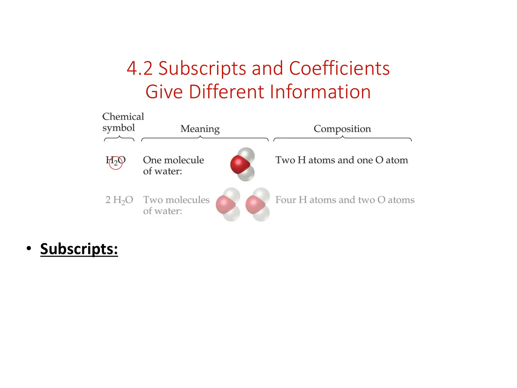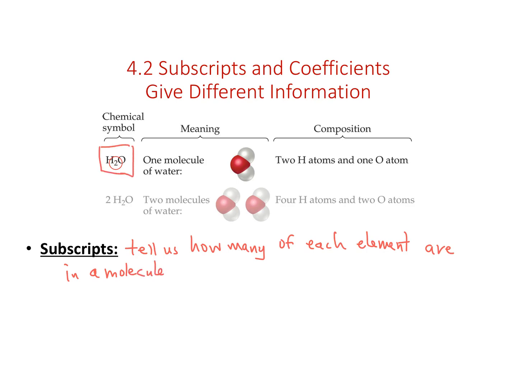The next two things we need to look at in a reaction are my subscripts and my coefficients. It's very, very important to distinguish between subscripts and coefficients. Subscripts tell us how many of each element are in a molecule. So if I look up at water, H2O, that 2 is a subscript, and that tells me that within one water molecule, I have 2 hydrogen atoms and 1 oxygen.